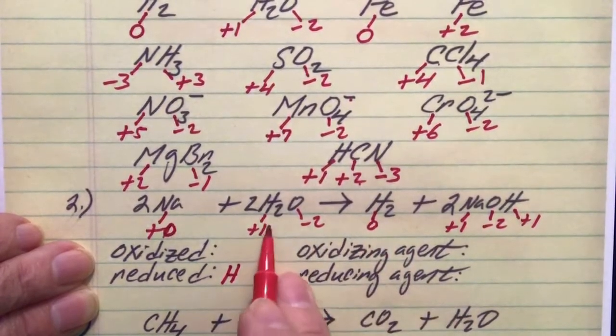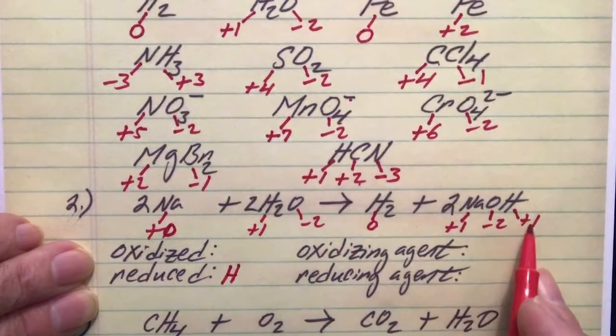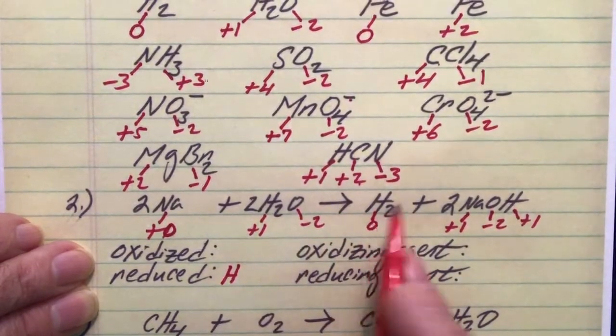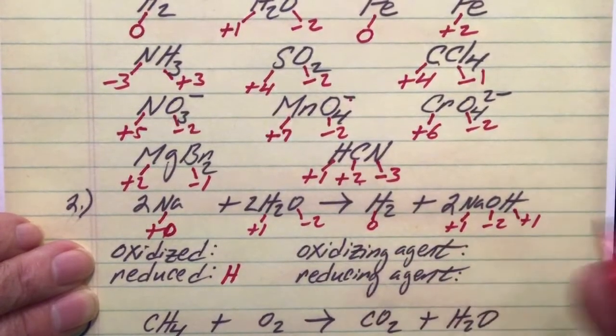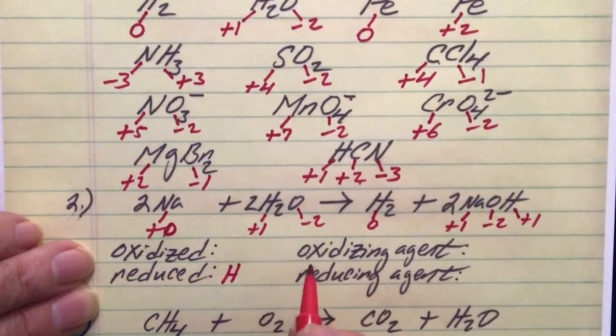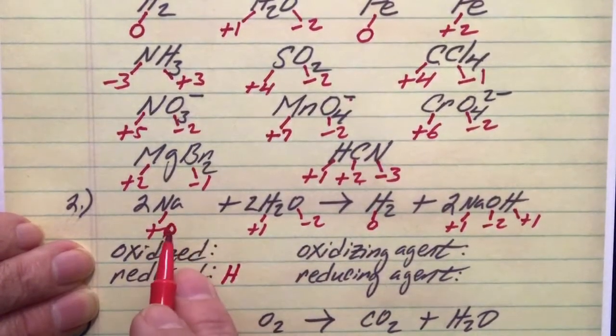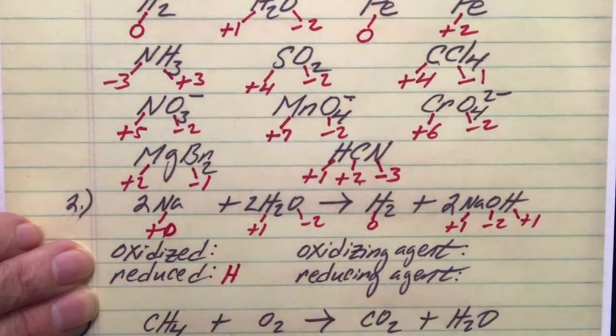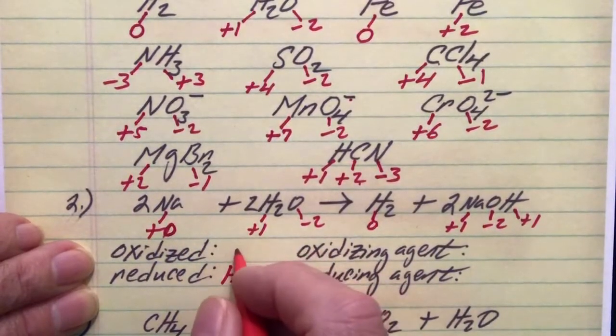Now notice that you also have hydrogen over here that's still +1, and that's quite often the case where you'll have the same element being reduced or oxidized, and then the same element where nothing happened at all. So that's not unusual. Okay, now sodium went from 0 to +1, so its oxidation number went up, and that's the case of oxidation.